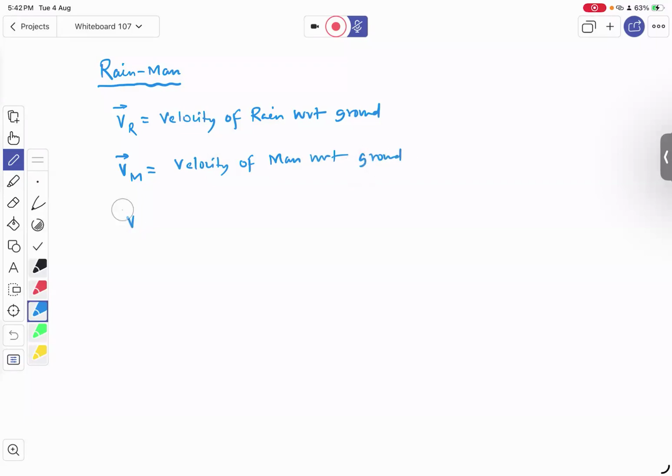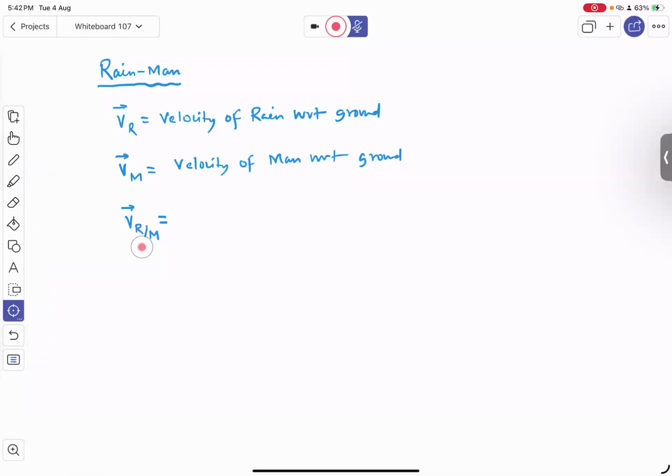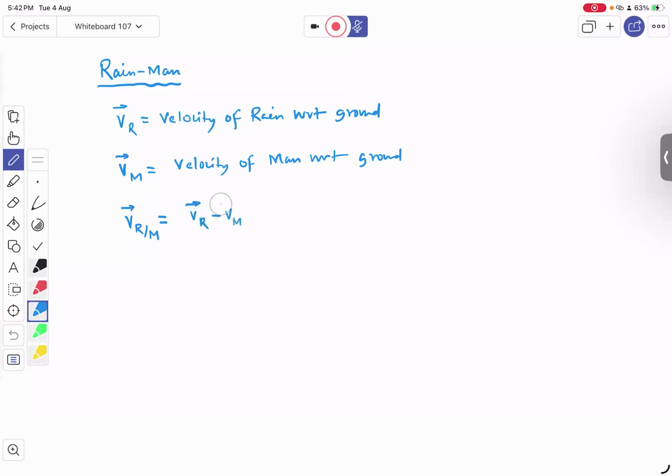So if I write VRM, so if at all the man is not stationary or anything, he is maybe moving. In that case, the velocity of the rain will not appear the same to him as it appears to someone who is stationary in the ground frame. So the velocity of the rain that you will be seeing by being in the frame of the man, or whatever the man will be seeing, is the velocity of the rain with respect to the man. How to find it out? That will be the velocity of the rain minus the velocity of the man.